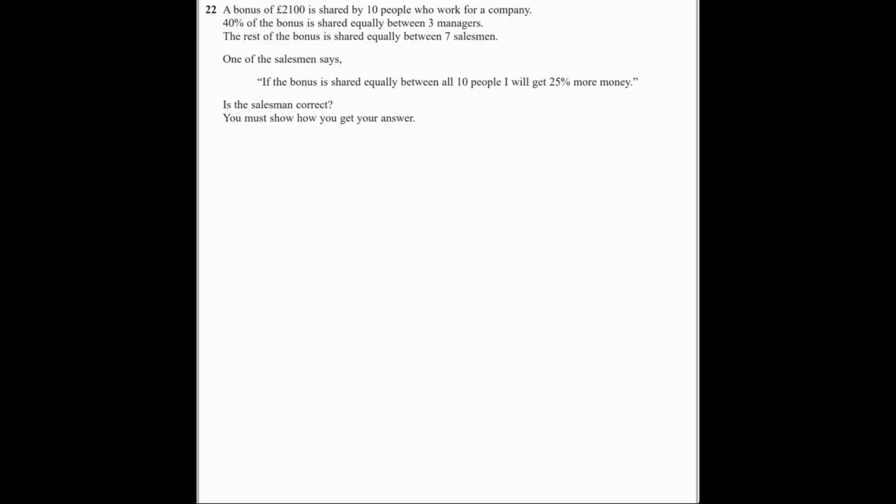Question 22, a long story on this one. A bonus of 2,100 is shared by 10 people who work for a company. 40% is shared equally between 3 managers. The rest is shared equally between 7 salesmen. One of the salesmen said, if that bonus was shared equally between all 10, I'll get 25% more money, and we need to prove whether he is correct or not.